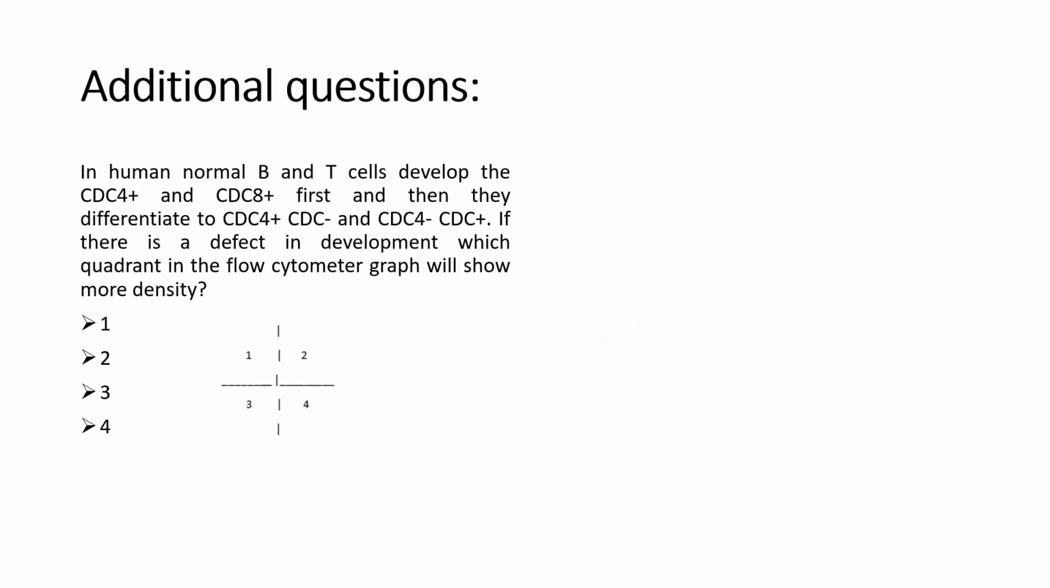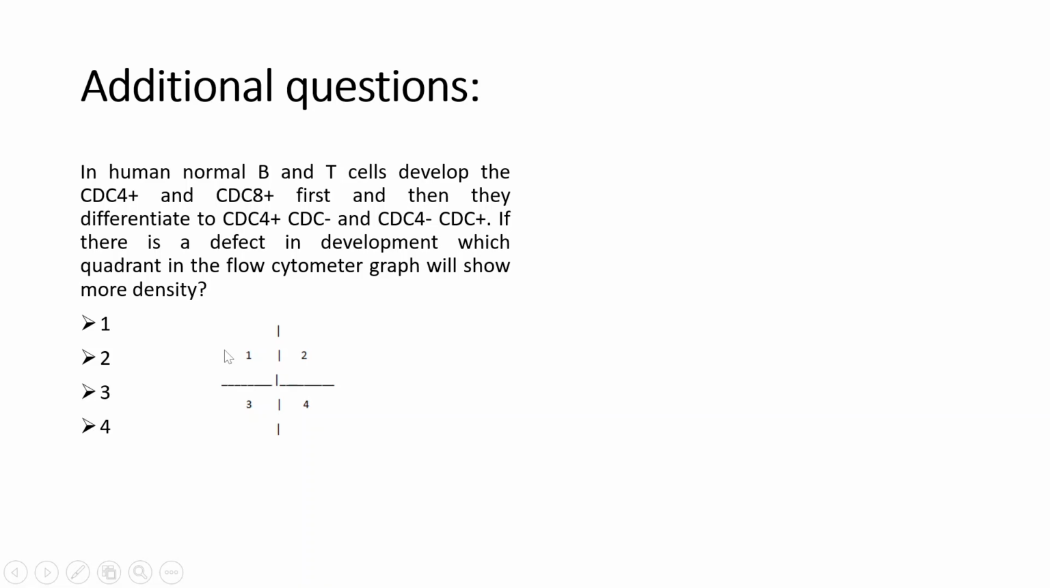Next question. This is a bit of a tricky question, so let's see if we can answer this. In humans, normal B and T cells develop as CD4 plus and CD8 plus first, and then they differentiate to CD4 plus CD8 minus, and CD4 minus CD8 plus. If there is a defect in the development, which quadrant in the flow cytometer graph will show more density? We have four quadrants here: 1, 2, 3, 4.